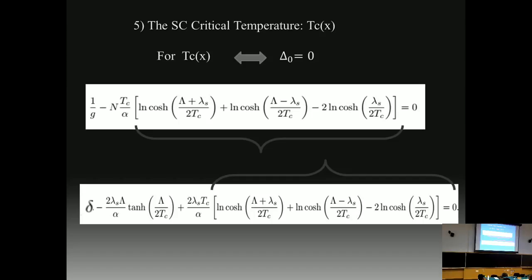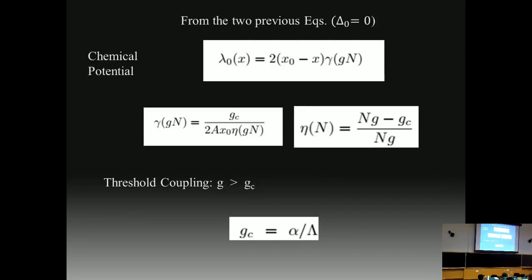So with a little manipulation of these equations, we get lambda 0, which is the chemical potential, given by this expression, where gamma is this. There is a G, which is the effective coupling of that BCS-like interaction, and Gc is given by this. Gc is a threshold coupling below which there is no superconducting order. And gamma is this expression here.